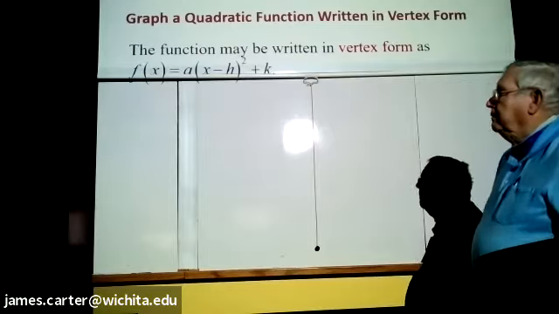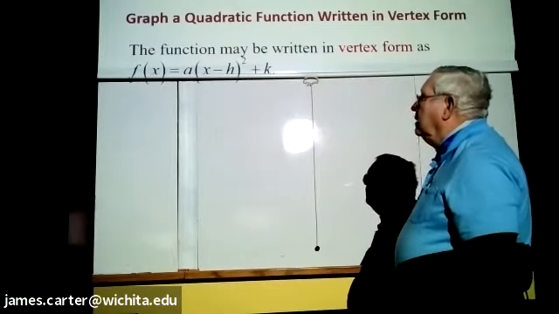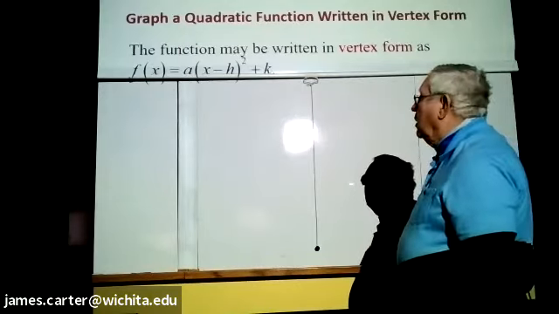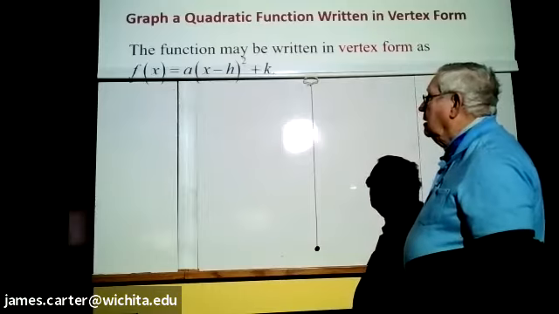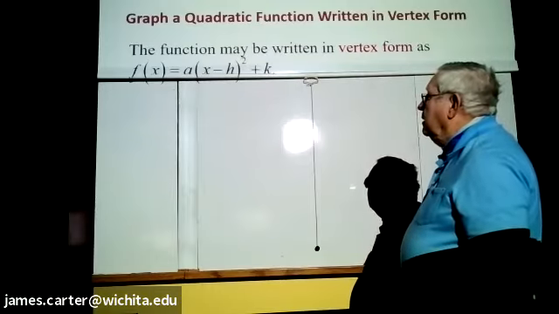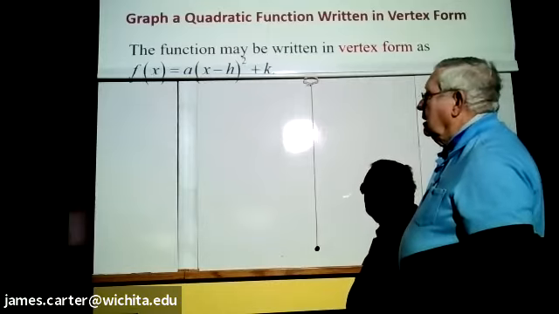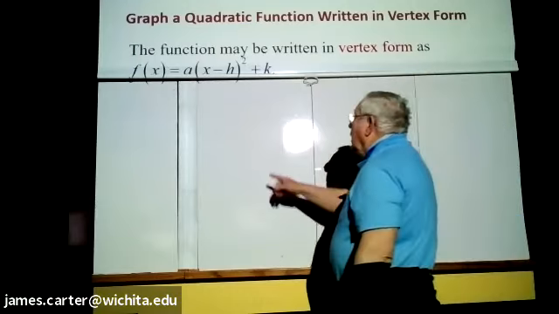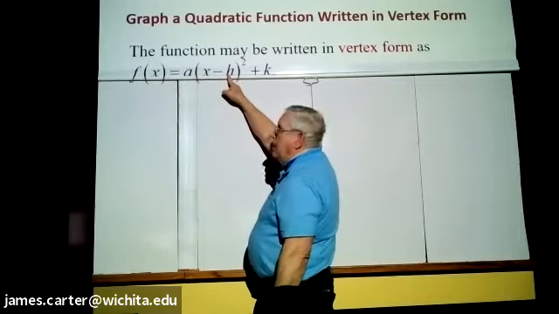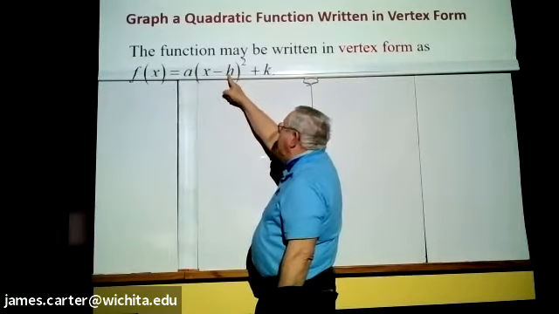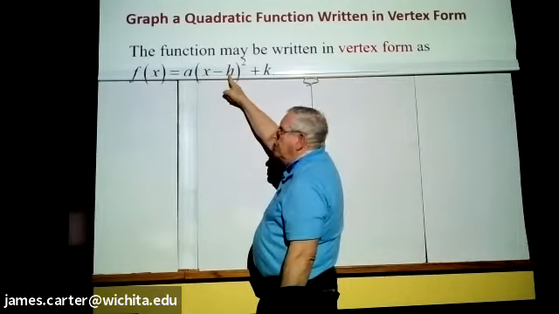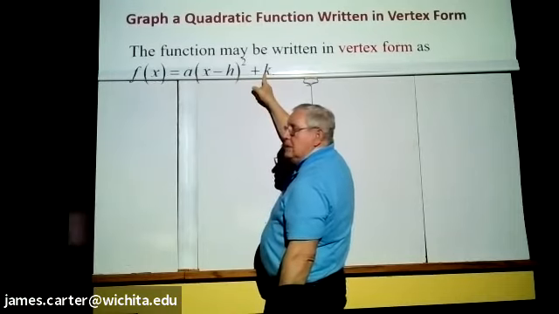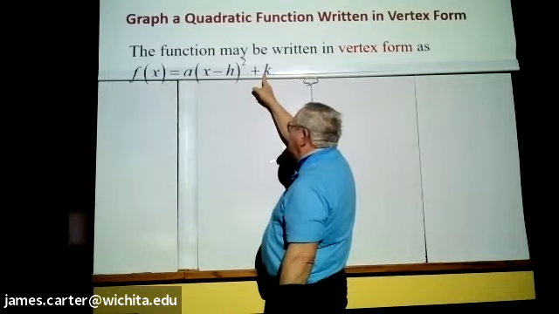This is the format. f of x or y equals a times quantity x minus h squared plus k. Now this form has some easy ways for us to graph this. h is the x value for the line of symmetry and also the x value of the vertex, opposite of sign. k is the y value of the vertex.